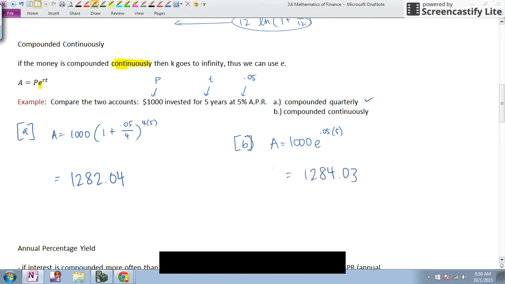128403. And you can see the difference there. That is the difference between getting one that gives you interest every month, every quarter, and one that does it continuously. Very easy on your calculator. Now let me ask you a question, and I'll be back after the break.